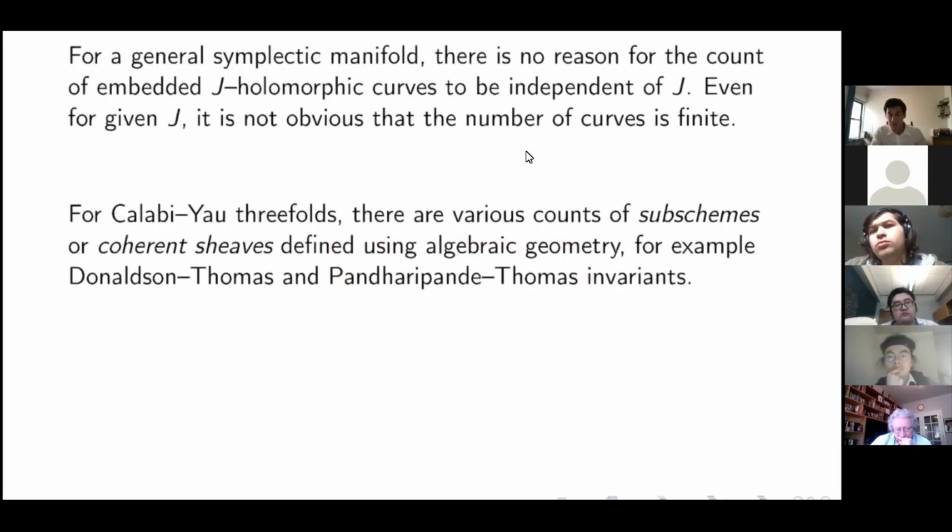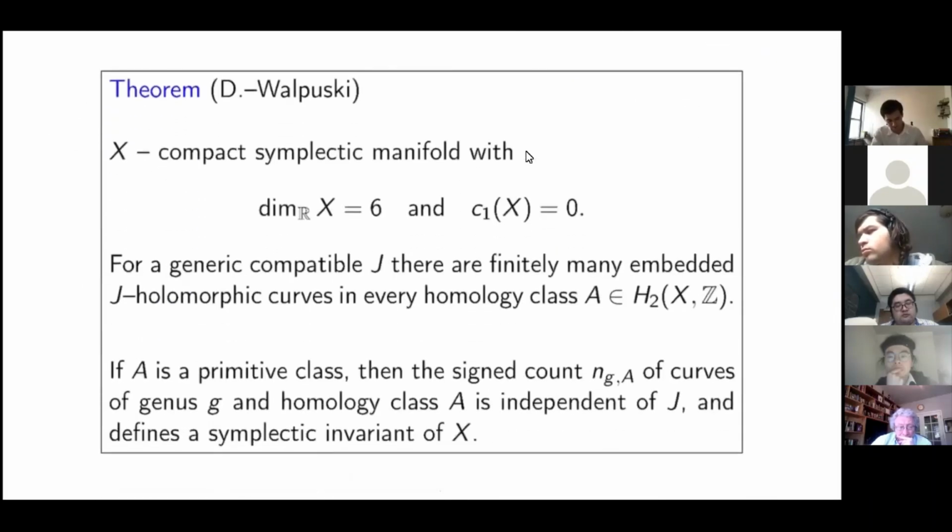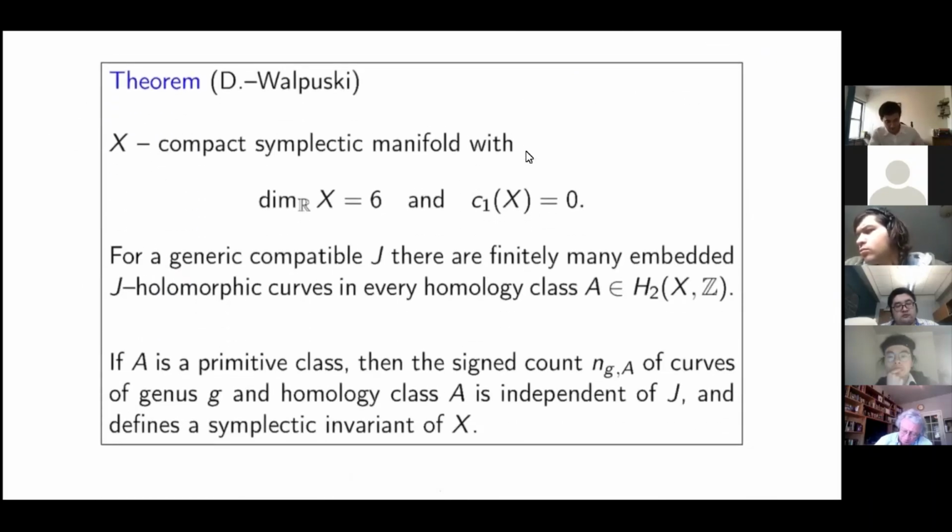But for now, I want to state a theorem which says that in some very special cases, simply the naive count of curves without any weights is a symplectic invariant. This is the following theorem with Tomasz Walpuski. Let X be a compact symplectic manifold whose real dimension is 6 and with vanishing first Chern class. So this is a symplectic analog of a Calabi-Yau threefold. Now, for a generic almost complex structure which is compatible with a symplectic form, there are finitely many embedded J-holomorphic curves in every homology class.